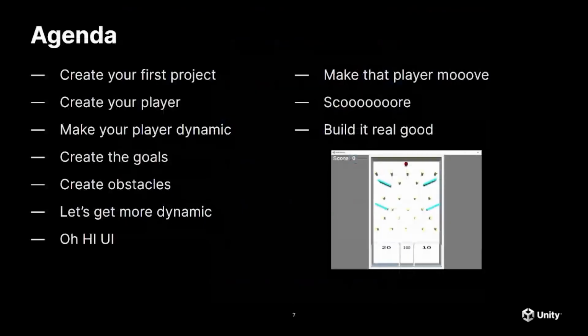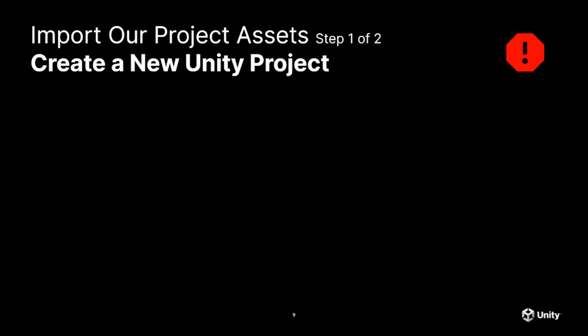So here's the agenda. First, we're going to create your project. We're going to create the player next. We're going to make the player dynamic, create the goals, create the obstacles, make it more dynamic, add some UI, make the player move, figure out how scoring works, and then build it so that it actually plays on your desktop. So we're going to start off with creating our new project and importing assets. And I'm going to throw it over to Joy so she can go ahead and show you.